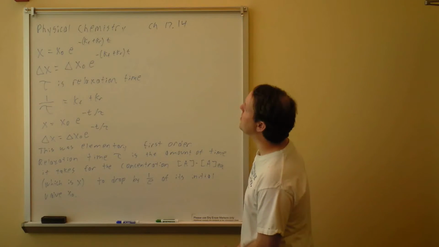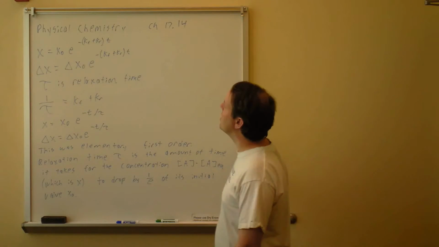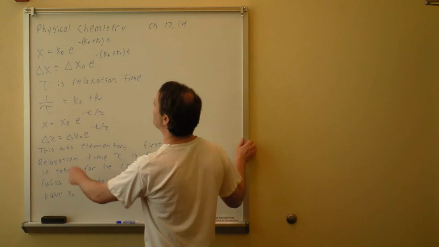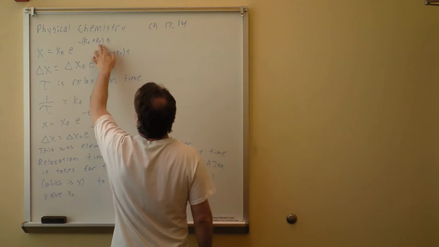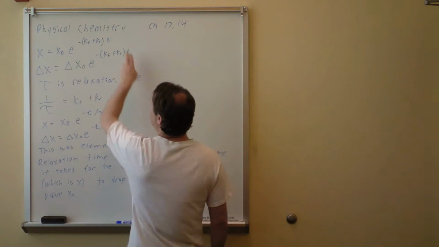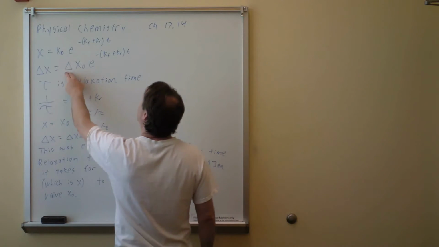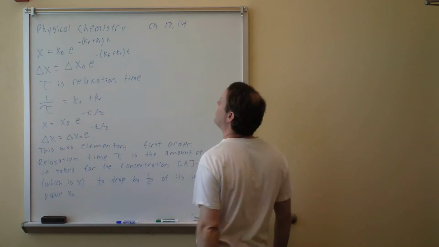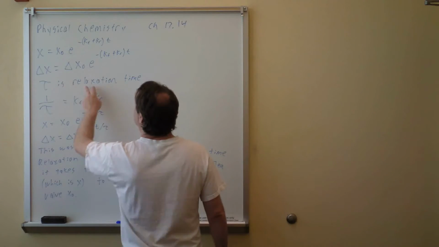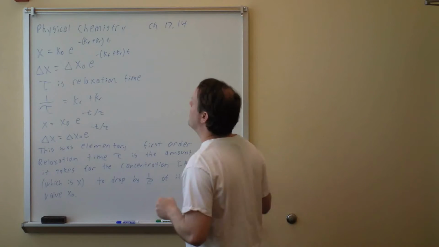Continuing on physical chemistry, chapter 17, section 14. So taking e to both sides of that, we get x is equal to x naught times e to the minus kf plus kr times t. Lowercase t is time, remember. Or delta x over delta x naught is equal to e to the minus kf plus kr times t. Now tau is our relaxation time.